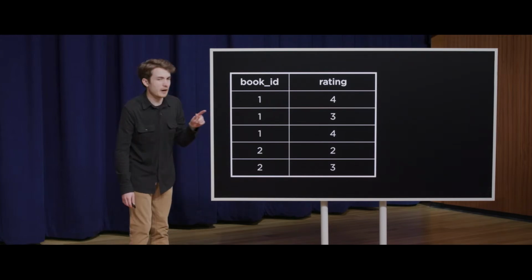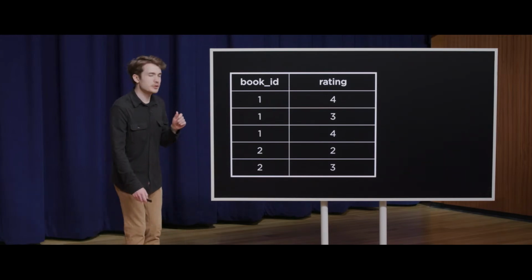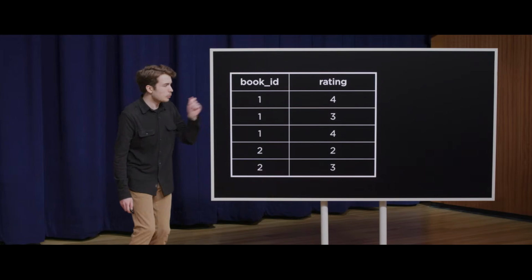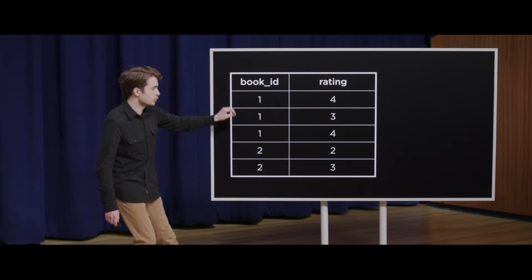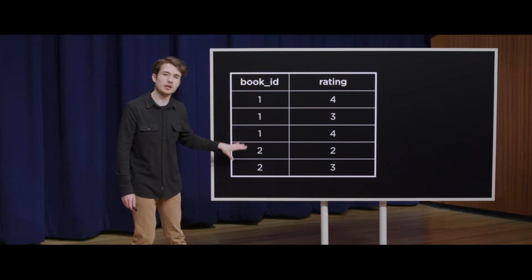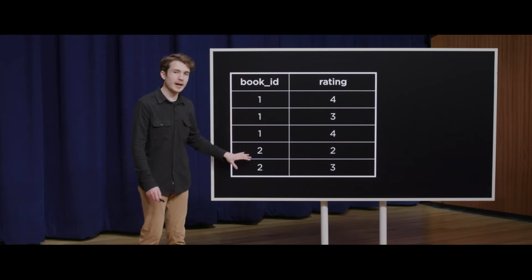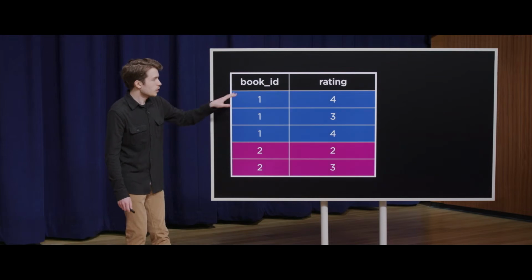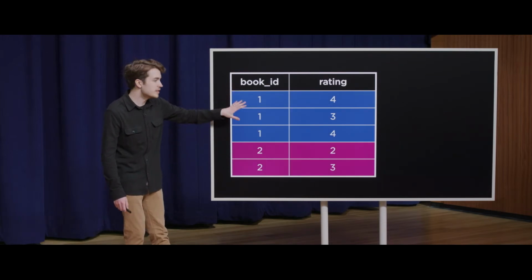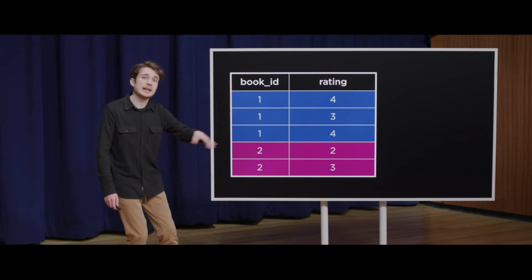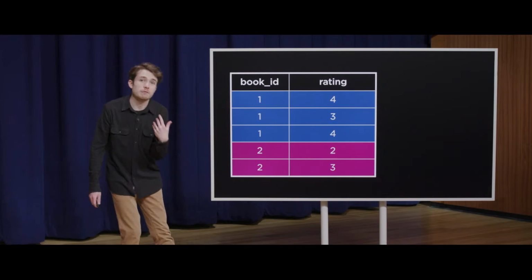Now, if I wanted to find the average of these results, what could I do? Well, we saw before, I could try to group ratings by individual book IDs. Let's say I want to find the ratings for book ID 1 and book ID 2. I could group by the book ID column, turning these into individual groups. And let's say I want to find the average here.